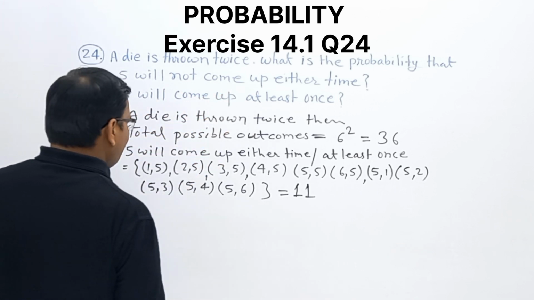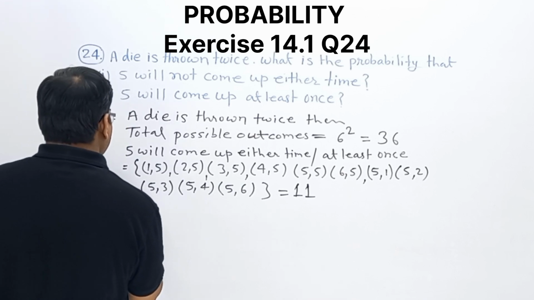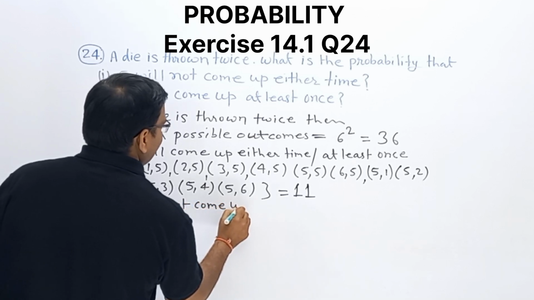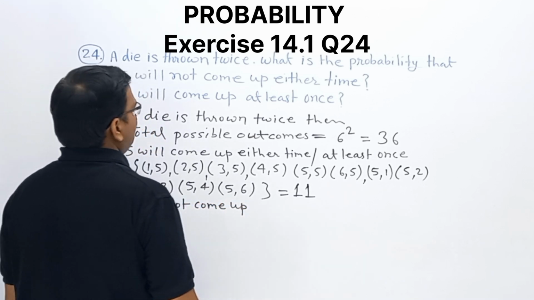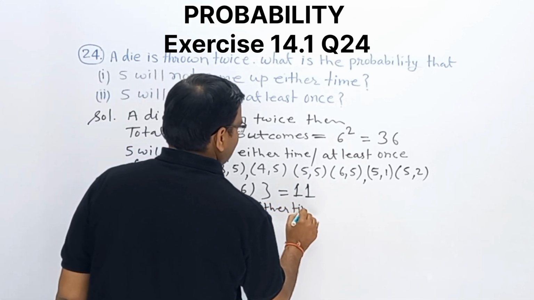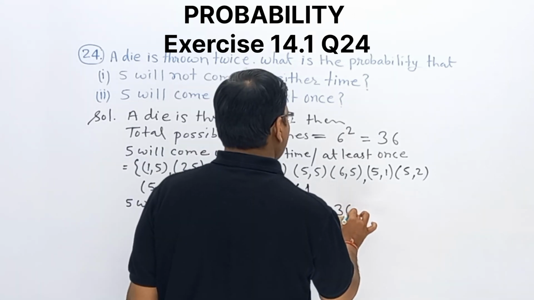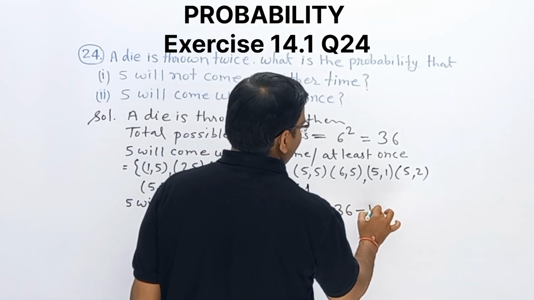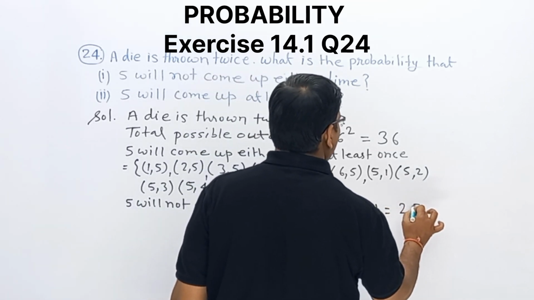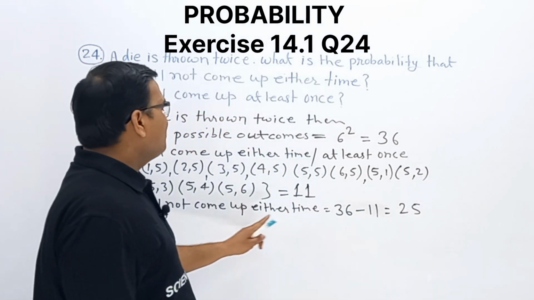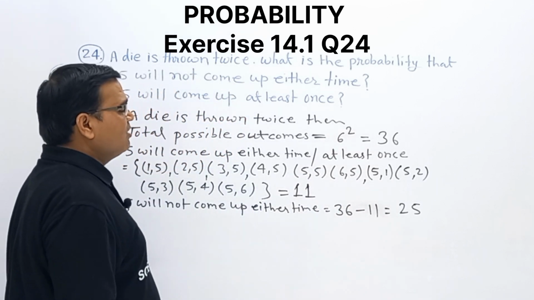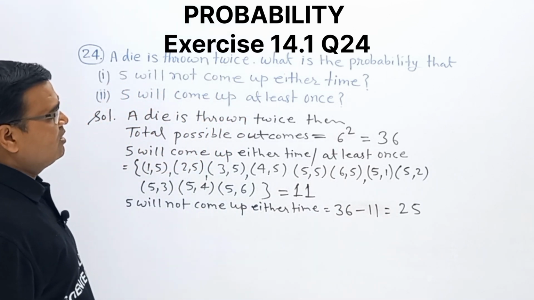Now 5 will not come up either time will be 36 minus 11. Then the remaining will be 25. 5 will not come up either time in 36 minus 11, we are getting 25. Clear? 25 times 5 will not come up either time.